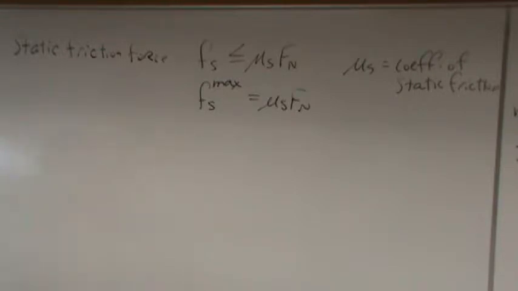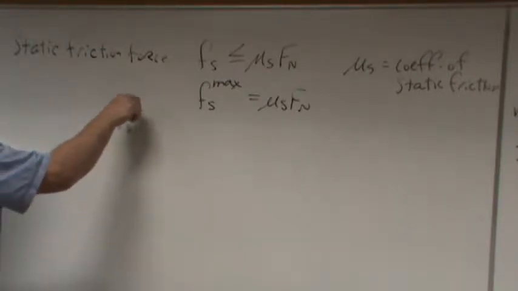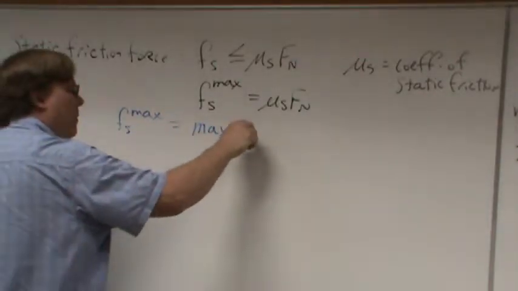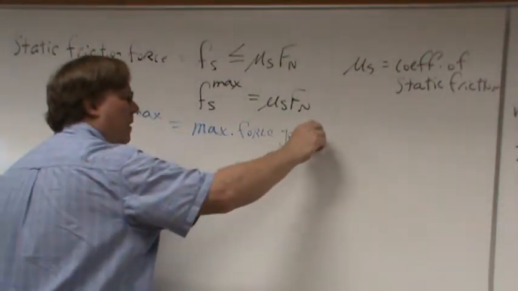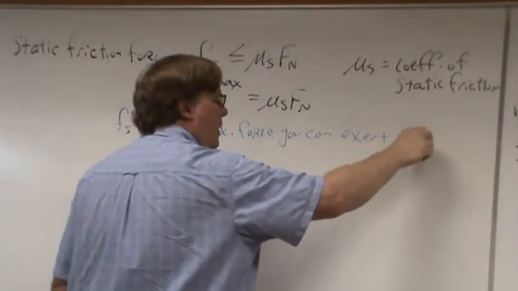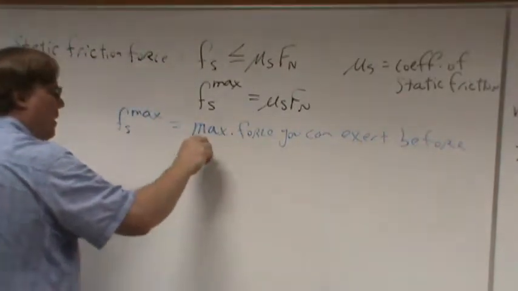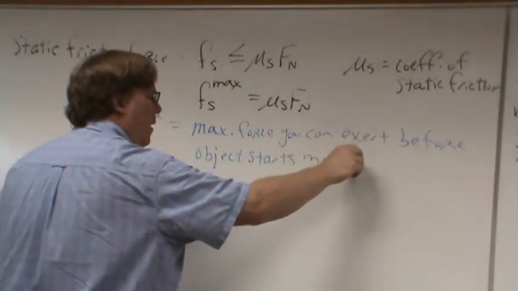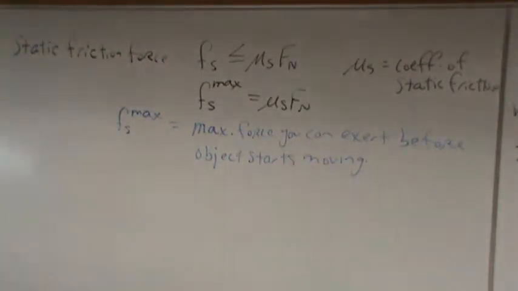And I just want to make it really clear that that maximum static friction force, F sub S max, equals the maximum static friction force that can be exerted. So another way to put it is the maximum force you can exert on something before it starts moving. Maximum force you can exert before the object starts moving. Because that's the maximum static friction force you're going to get. If you exert more force than that, then the object's going to start moving on you.